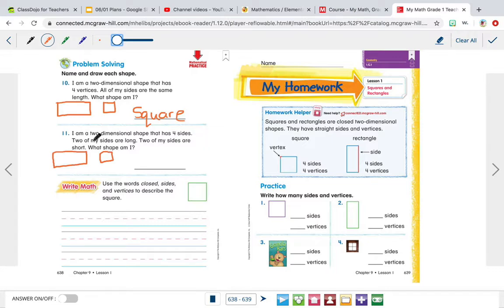But it says 2 of my sides are long, 2 of my sides are short. If we look at the square, we see that all of their sides are the same size. None of the sides are longer than the other. But look at the rectangle. We have 2 long sides and 2 short sides. So we know that this shape is a rectangle.